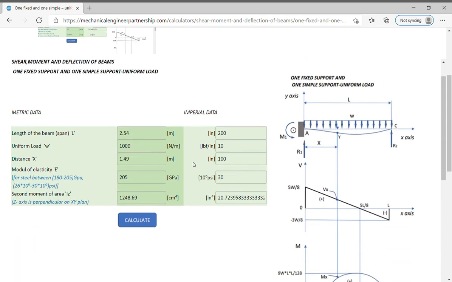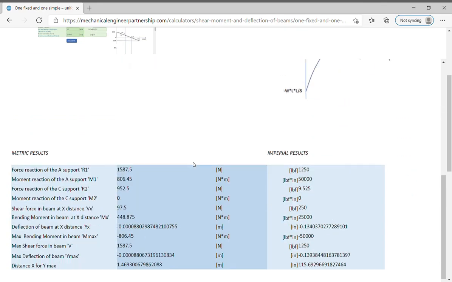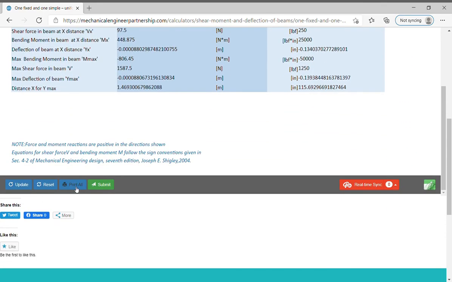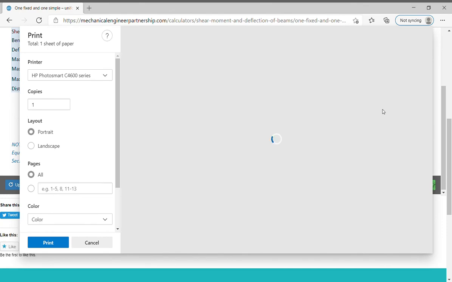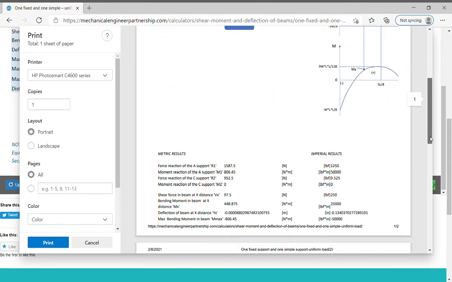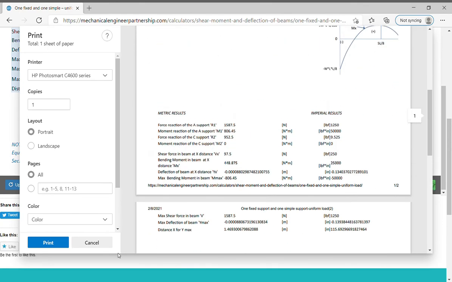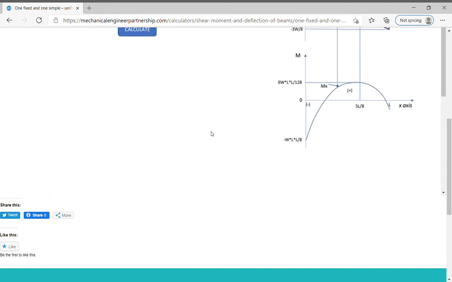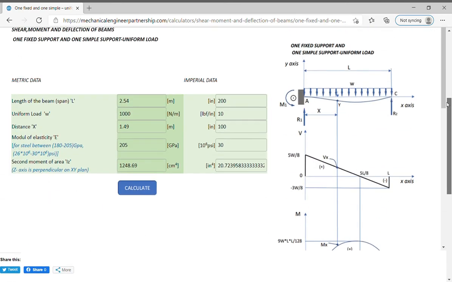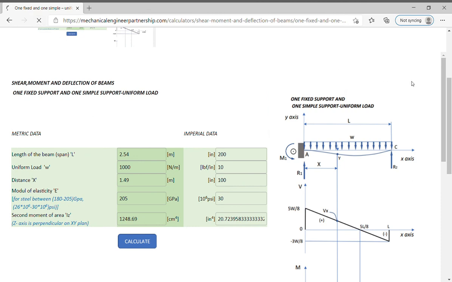At the bottom you can use the buttons to update, refresh, print or submit. You can print or save a PDF file of your calculation. For quality of your work, use these calculator sheets for verification, complementary with other calculators or methods like finite element, and to find these geometrical properties.